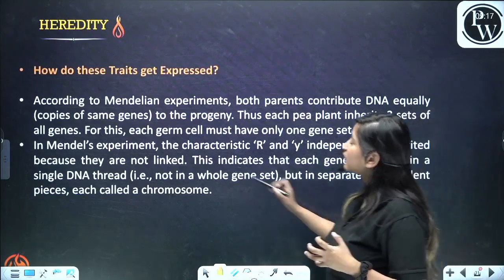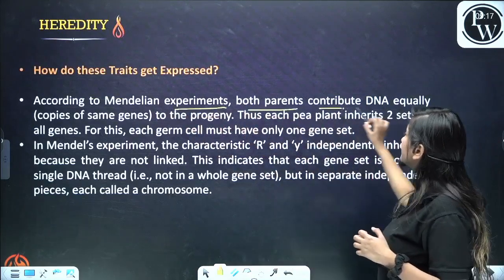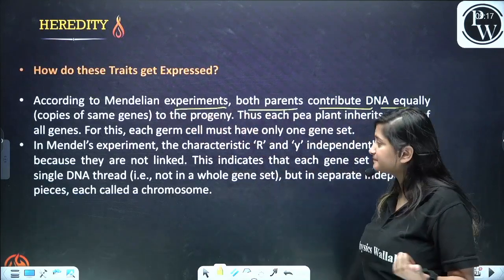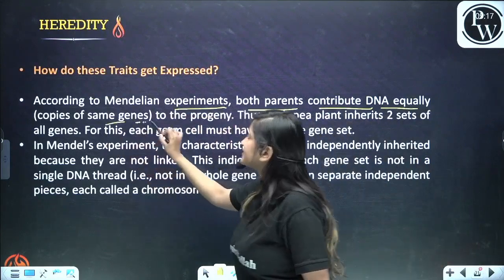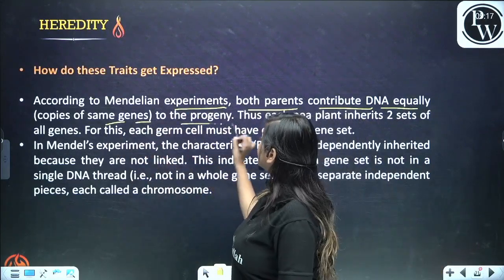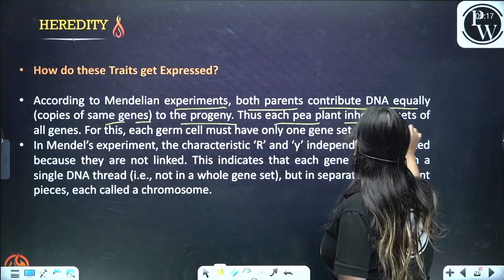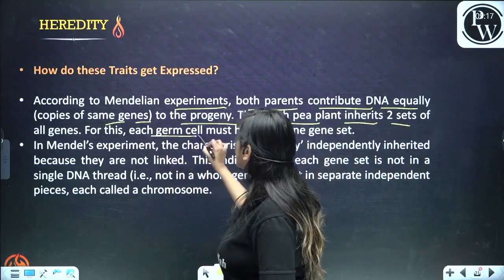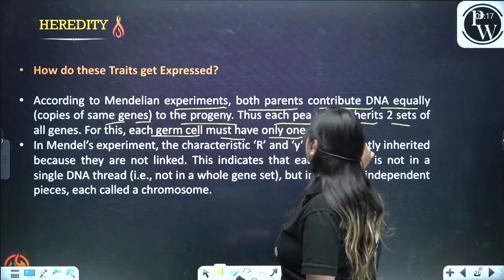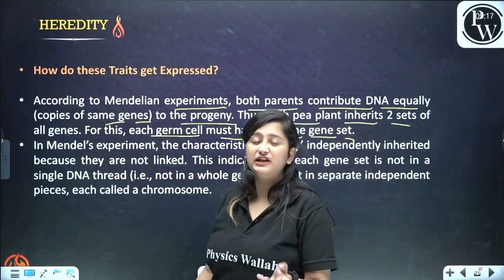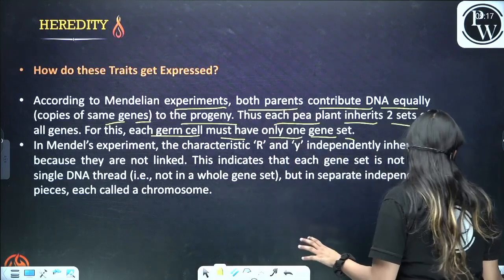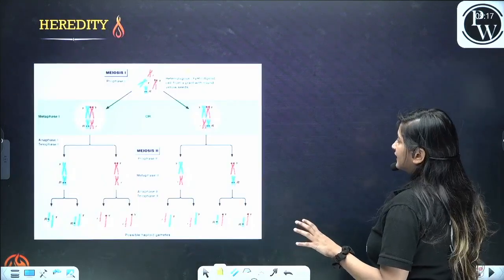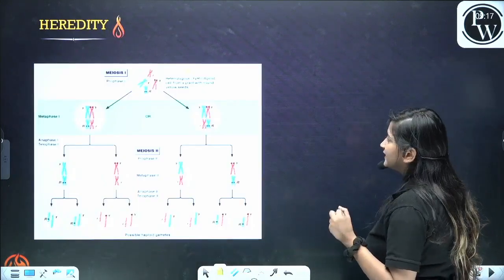According to Mendel's experiment, both parents contributed DNA equally, a copy of the same genes to the progeny, thus each pea plant inherited 2 sets of all genes. For this, each germ cell must have only one gene set, that is 23 chromosomes.